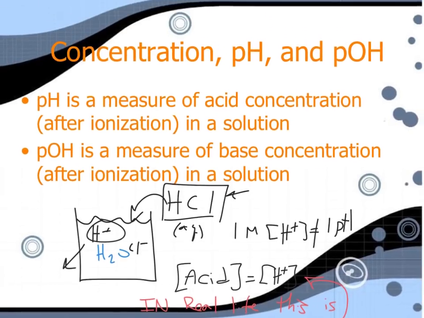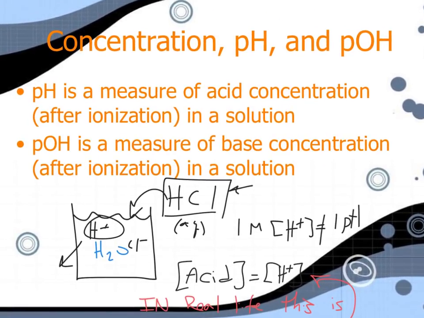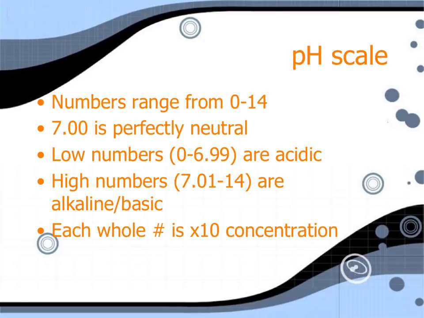Now the same goes for pOH. pOH is the measure of OH concentration of ions in solution after a base has been dissolved. Now how do you calculate pH from concentration? Well, we'll get to that in another video lesson. But for now, we're just going to talk about what is the pH scale and what does it mean.